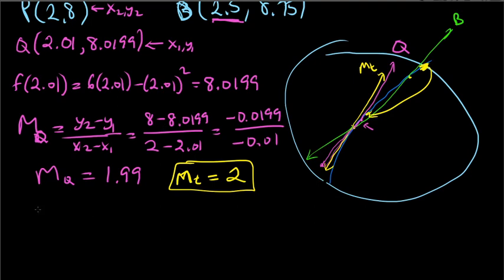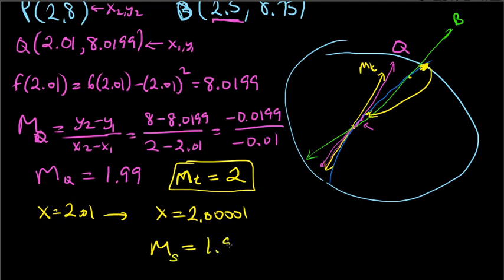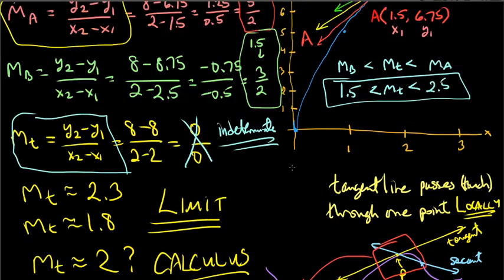You can say instead of x is 2.01, you can take x to be 2.00001. And you can imagine what would happen. Your slope then would be, and this is still a secant line, right? It's not the tangent line yet, but your slope would be 1.99999, which is even closer to 2. So that should be even more convincing that we have the right answer, that the slope of the tangent line is very likely exactly equal to 2 here.